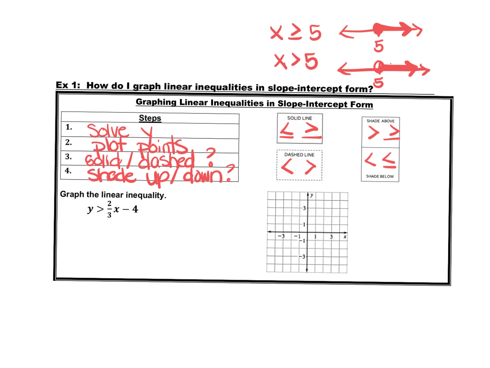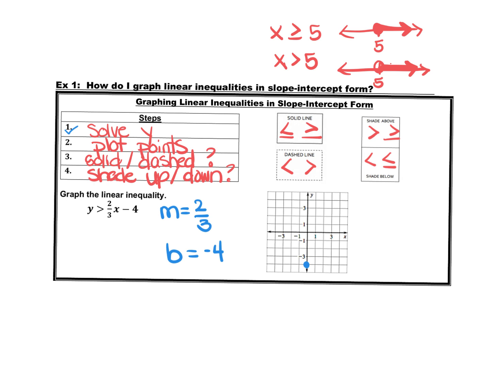So now let's take a look at this linear inequality: y is greater than 2/3x minus 4. Notice it's already been solved for y, so we don't have to do anything there. The next step is to plot the points. So we're going to identify the slope and the y-intercept. Our slope is the number with the variable, so we have 2/3. And our y-intercept is the number without the variable, which is the -4. On this graph, we're going to start at the y-intercept, which is -4, so we'll put our first point there.